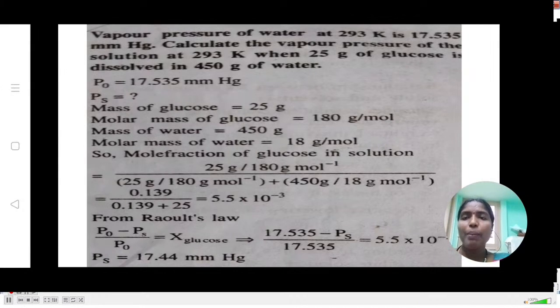So in this problem, Raoult's law statement gets 1 mark, formula gets 1 mark, calculation gets 1 mark, final answer gets 1 mark.